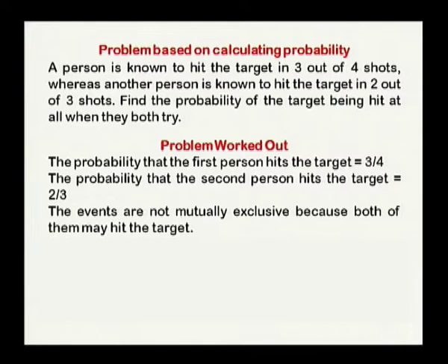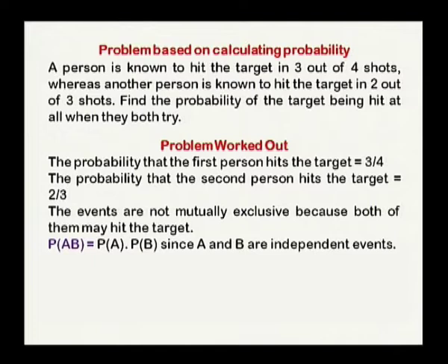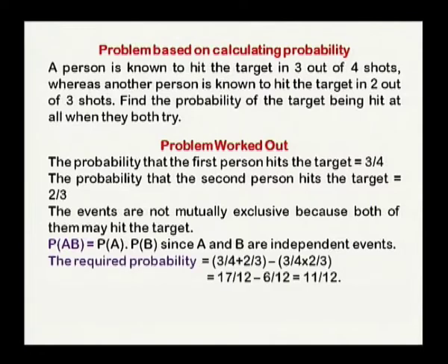The events are not mutually exclusive because both of them may hit the target. Now, probability of A and B is equal to probability of A and probability of B, since A and B are independent events. Now, the required probability is 3 by 4 plus 2 by 3 minus 3 by 4 multiplied by 2 by 3. In this way, we calculate 17 by 12 minus 6 by 12 is equal to 11 by 12.